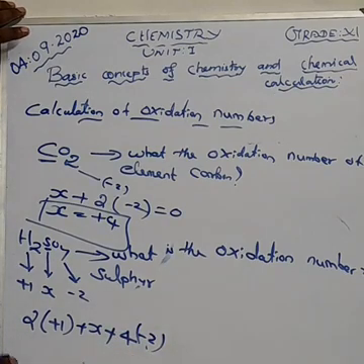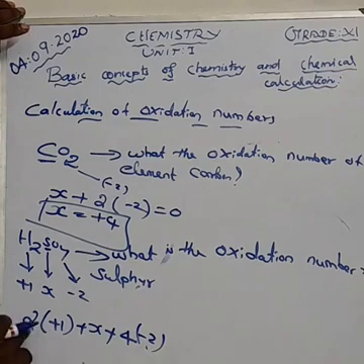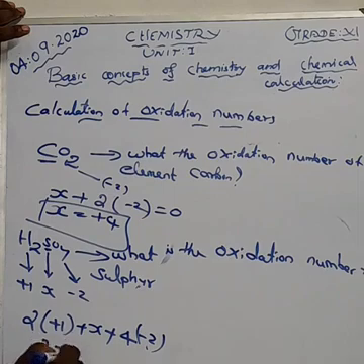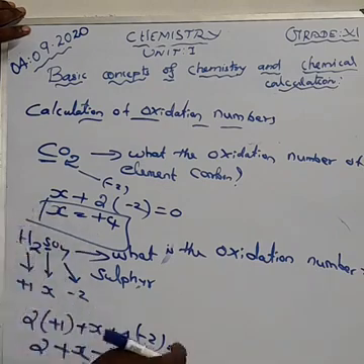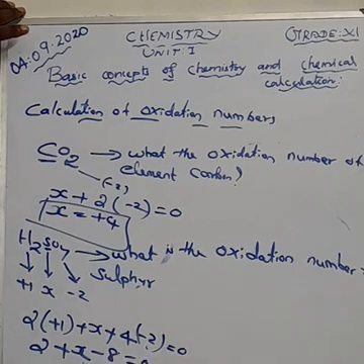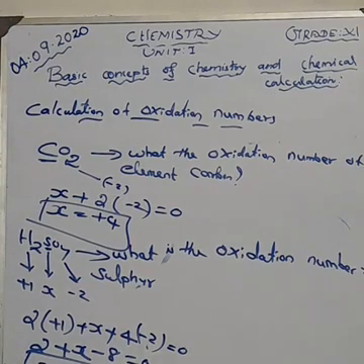So what's the answer? Here 2 into +1 means 2, plus X, minus 8 equals 0. Here also, because the compound has no charge, we make it 0. Am I right? Next, what is X? X is equal to +6. So the sulfur oxidation number is +6.